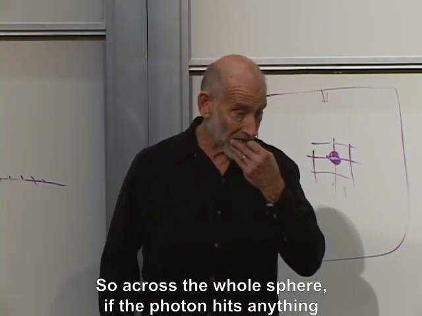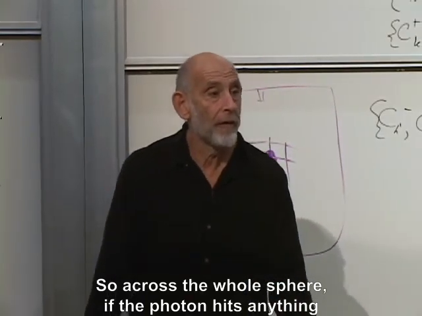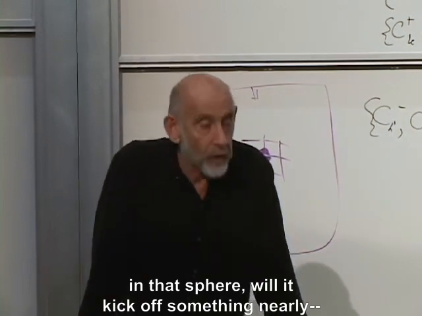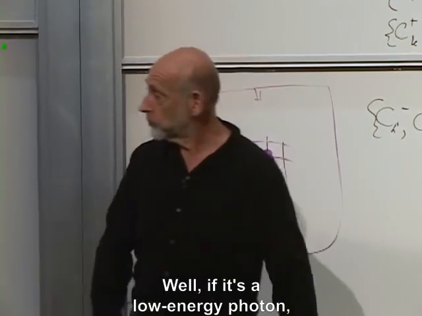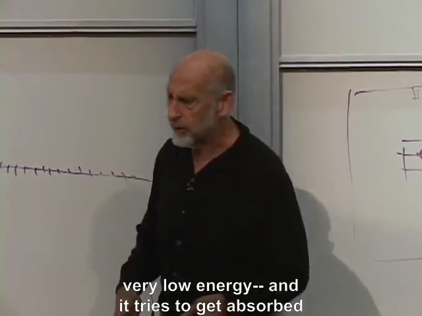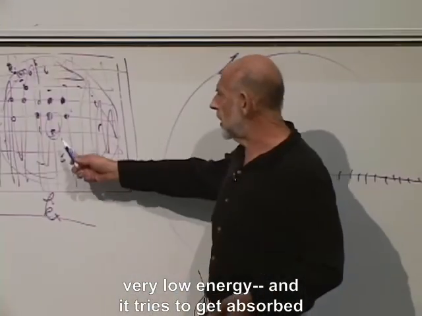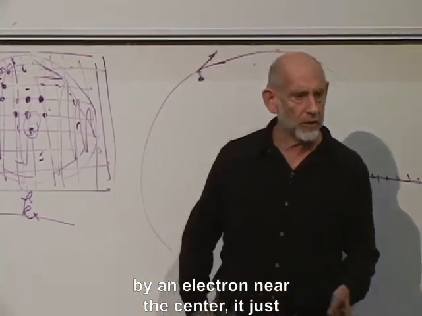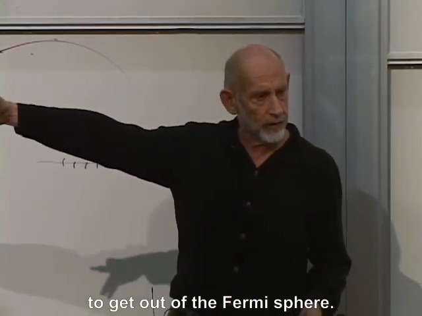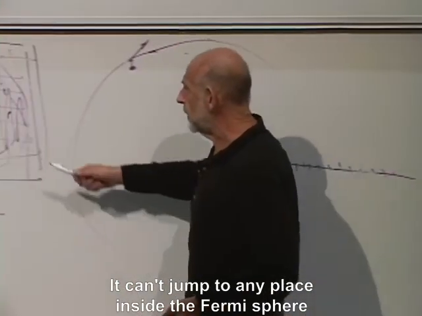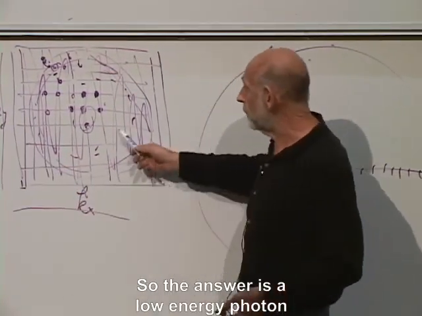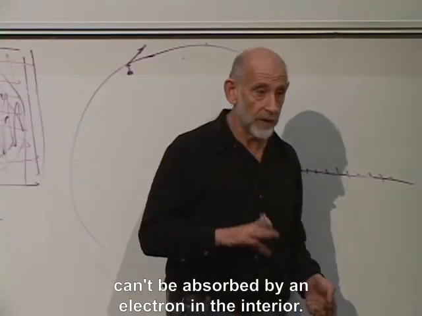So across the whole sphere, if a photon hits anything in that sphere, will it kick off something near the edge? Well, if it's a low energy photon, let's say, a radio wave photon, very low energy, and it tries to get absorbed by an electron near the center, it just can't give that electron enough energy to get out of the Fermi sphere. It can't jump to any place inside the Fermi sphere because it's already occupied. So the answer is a low-energy photon can't be absorbed by an electron in the interior.